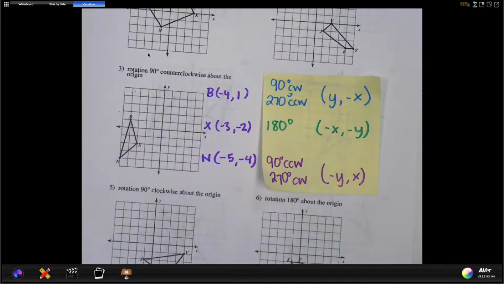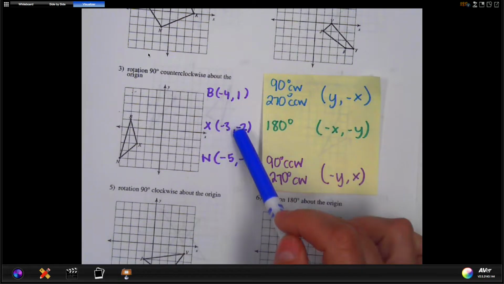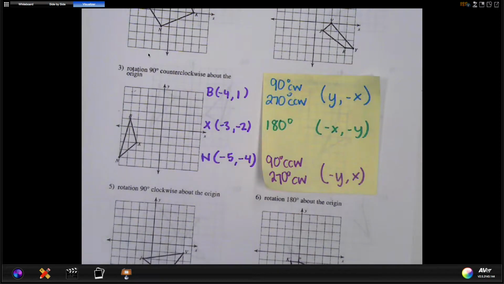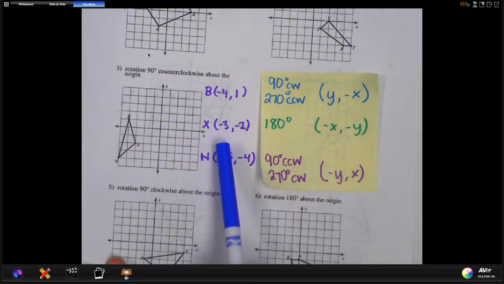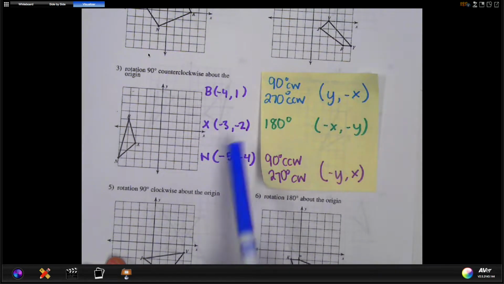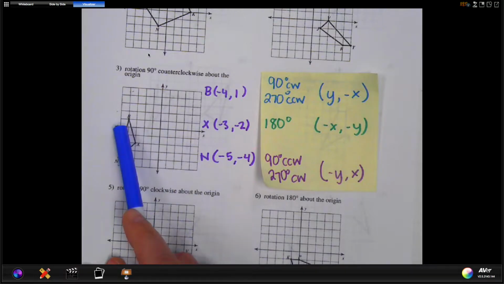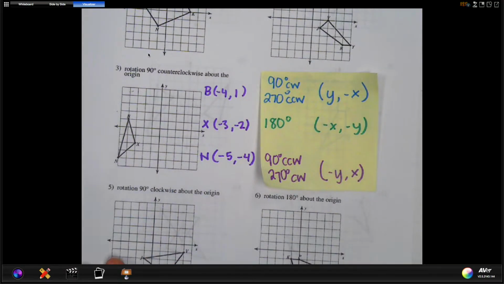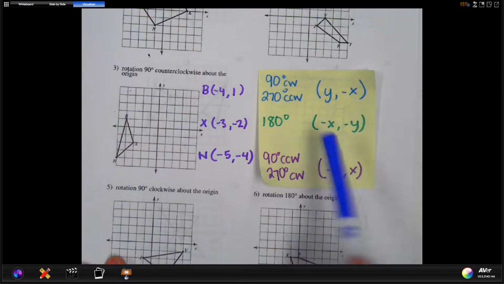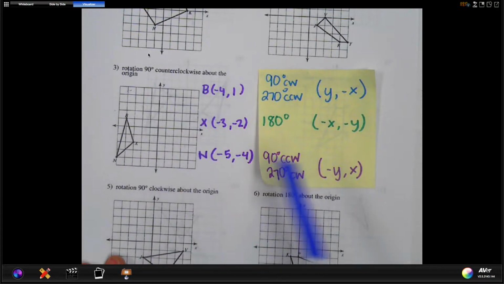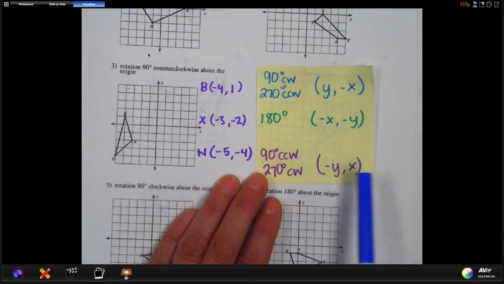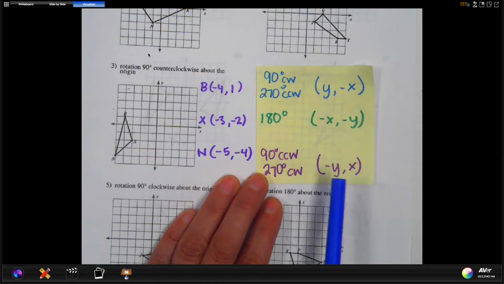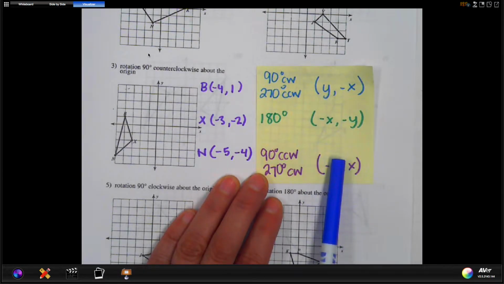Okay, so the first thing you do is you list the ordered pairs of each individual point. So B is at the point -4, 1 right now. X is at the point -3, -2. And N is at the point -5, -4. Okay, so let's do our rotation. So 90 degrees counterclockwise is this rule down here. It's the third rule. It means we're going to switch X and Y, and then we're going to make Y opposite. So let's do that.